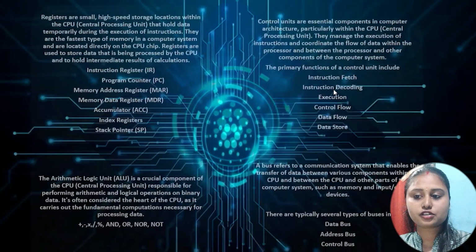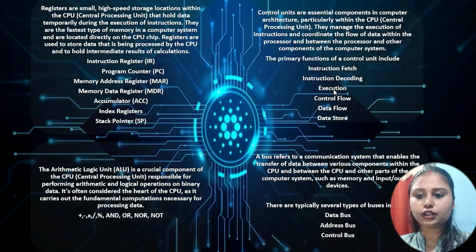Registers are small, high-speed storage locations within the CPU that hold data temporarily during the execution of instructions. They are the fastest type of memory in a computer system, located directly on the CPU chip. Registers are used to store the data being processed by the CPU and hold the intermediate results of calculations. So registers are also temporary memories which are faster than the main memory. These include instruction registers, program counter, memory address registers, memory data registers, accumulators, index registers, and stack pointers. We will learn about these registers in detail in the next chapters.